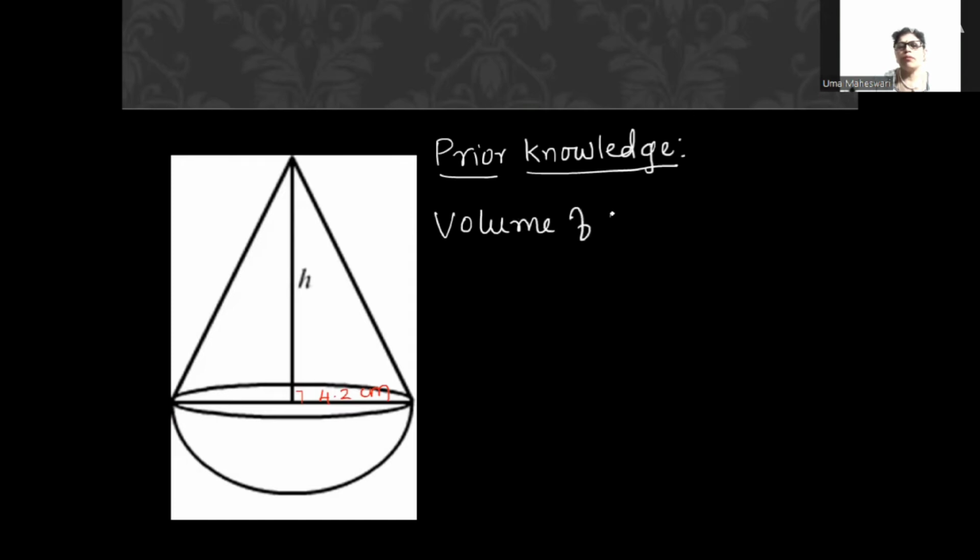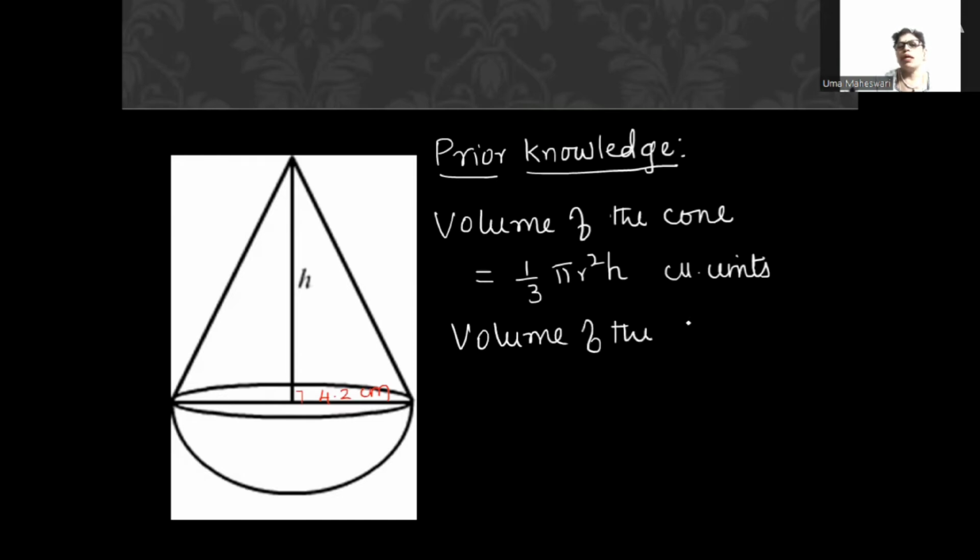But it is given that the volume of the cone is equal to 2/3 of the volume of the sphere. So what is the prior knowledge you should be knowing? Prior knowledge you should have to answer this question: two things, volume of the cone and volume of the sphere. What is the volume of the cone? Children, recollect. Volume of the cone is equal to 1/3 pi r square h cubic units. Right? And volume of the hemisphere.